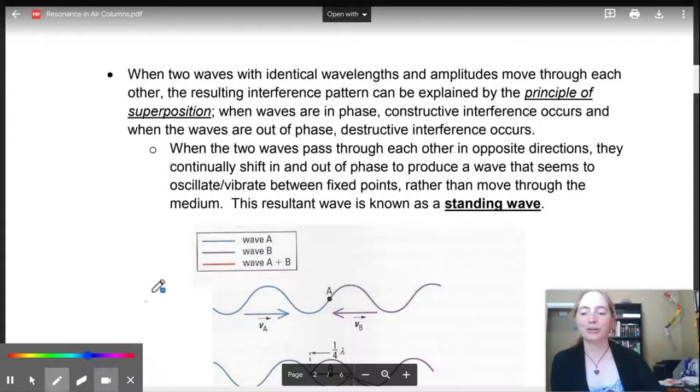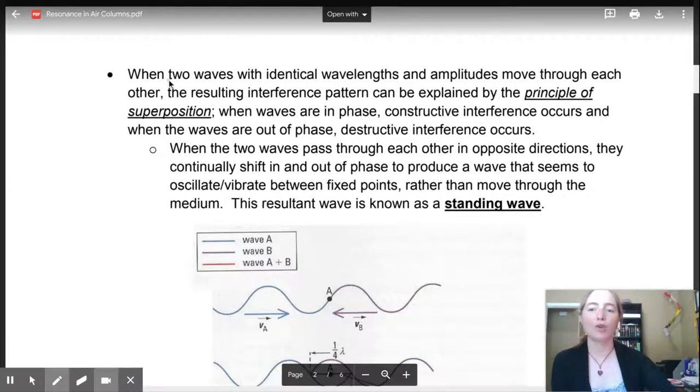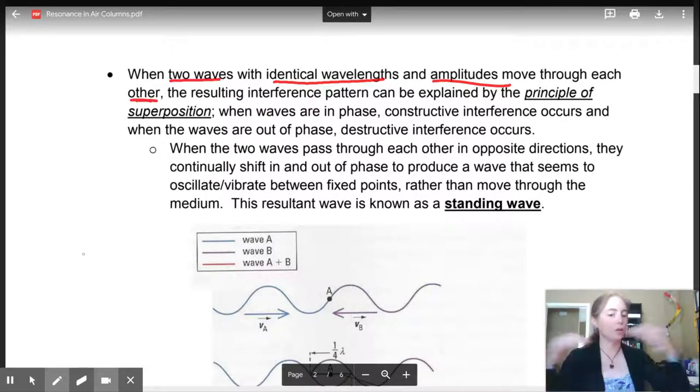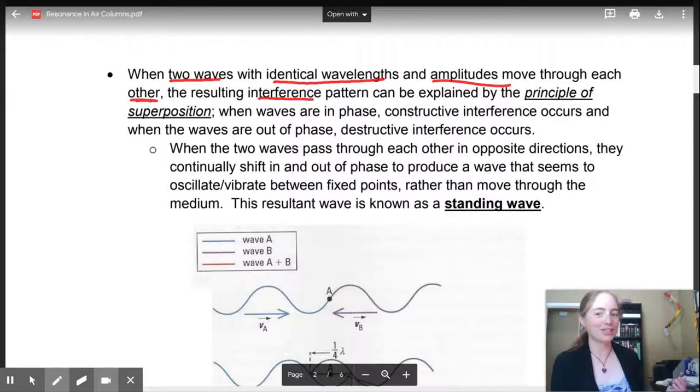Okay, so what we have here is two waves that have identical wavelengths. Identical wavelengths, that's the key, and identical amplitudes, that's also the key, and they're going to move through each other, one going one way, one going the other, constantly doing this. We can get a really cool interference pattern, which we get using the law of superposition.